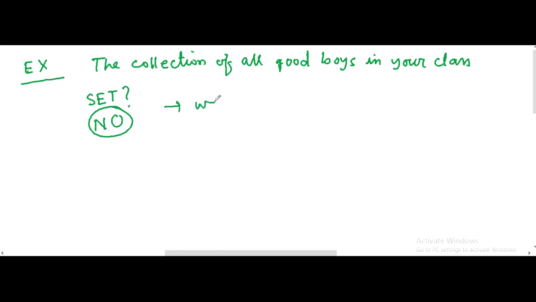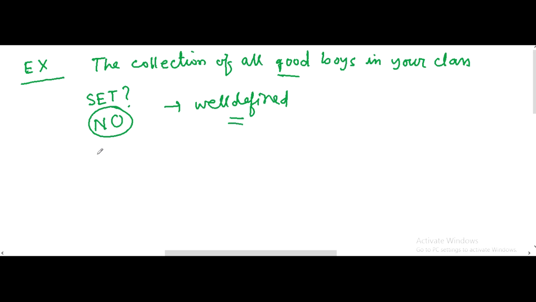The collection is not well defined, as the term good itself is not defined here. What do you mean by good? What is the criteria for being a good student? You have to mention the criteria. So, this collection is not well defined and so it does not form a set.